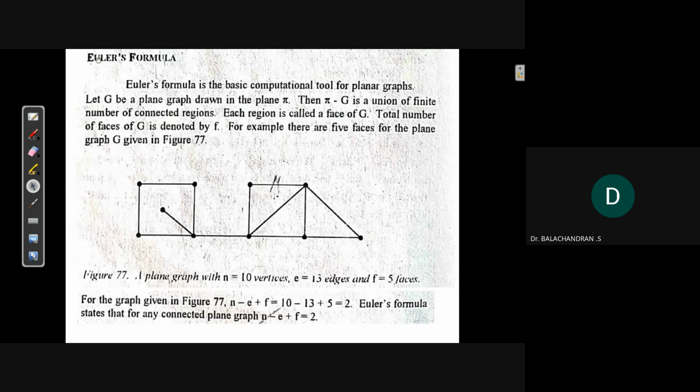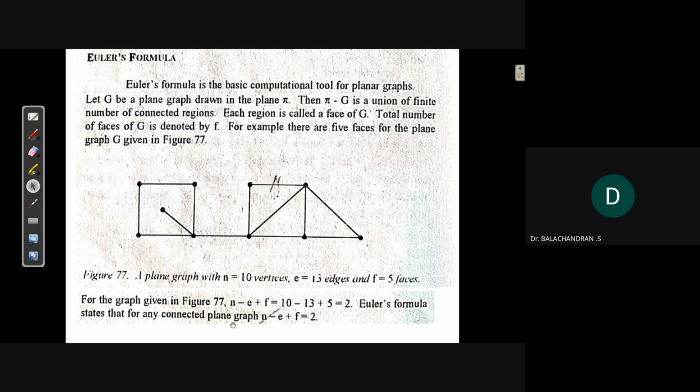Okay. So next, Euler's formula, this is somewhat important from an exam point of view. Here you can see in this graph how many faces. This is one, two, three, four, and one infinite face. That's why the number of faces is 5. The number of vertices you can easily count: it is 10. The number of edges is 13. The Euler formula is n minus e, that is, number of vertices minus number of edges plus number of faces equal to 2. So you can check whether it satisfies.